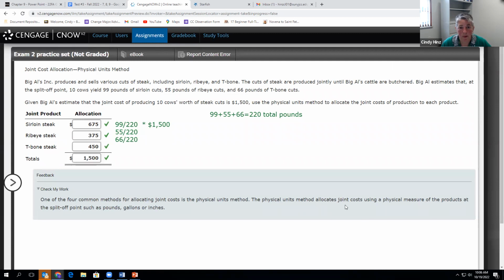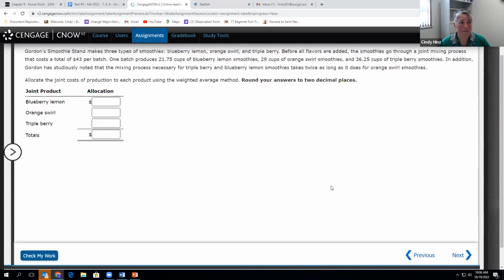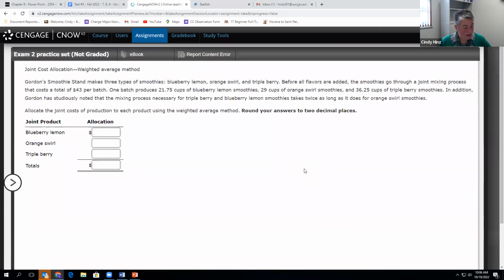So that one's pretty simple. After going through the reciprocal services method, it's nice to have one that's a little bit more straightforward, right? And I'll erase my writing on the screen and we'll keep going. So the next exercise is the weighted average method.